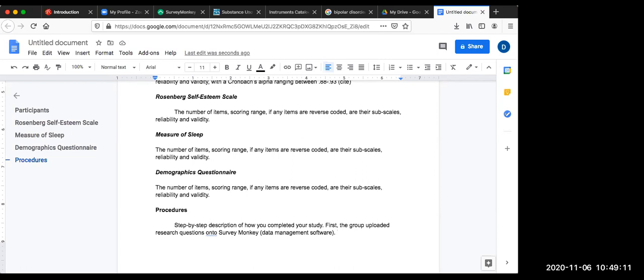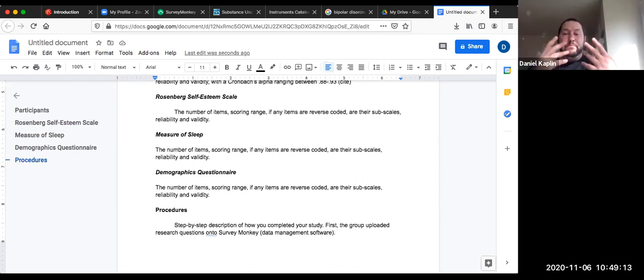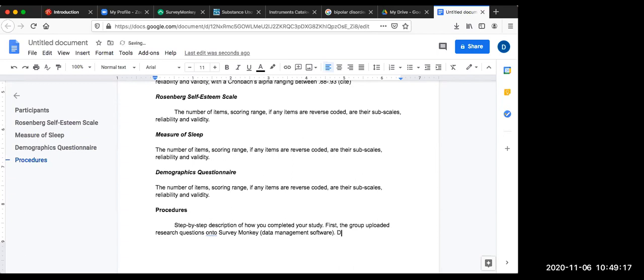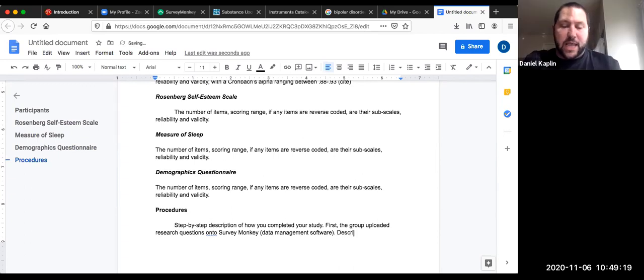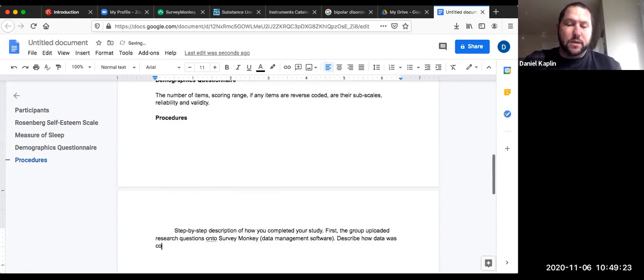You have to administer it. There it is. You have to administer the survey. So we have to talk about data collection. Describe how data was collected, right? So in this context, how are you going to collect data?